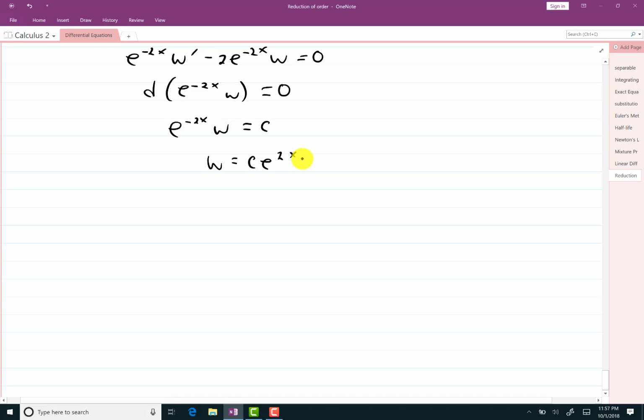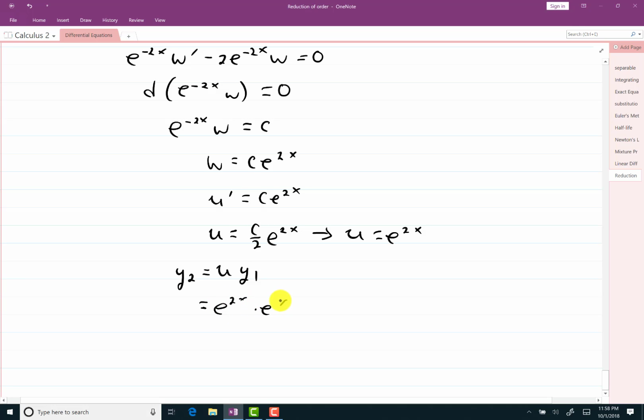The constant is not important at all. Replace w with u prime equals c e to the 2x. So u is the integral of that, so it's c over 2 e to the 2x. Or I really just need u equal e to the 2x. So my y2 will equal u y1 will equal e to the 2x times e to the x equals e to the 3x.